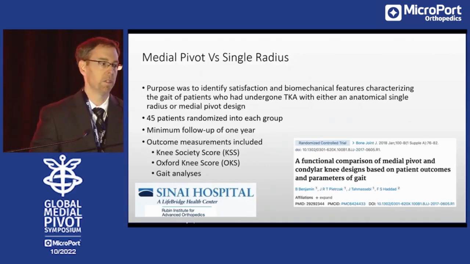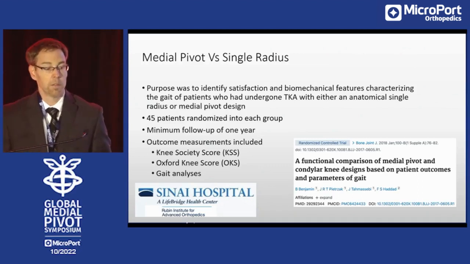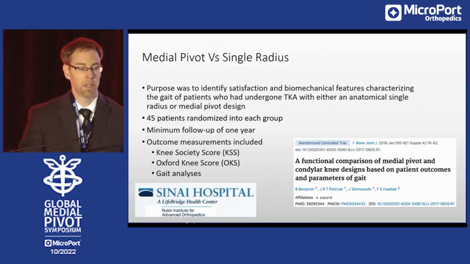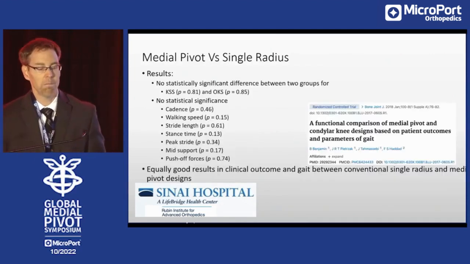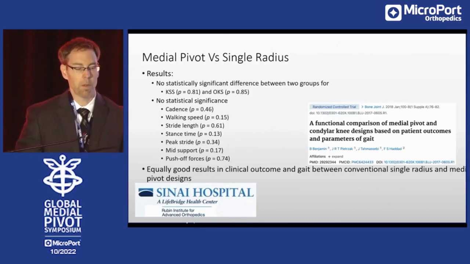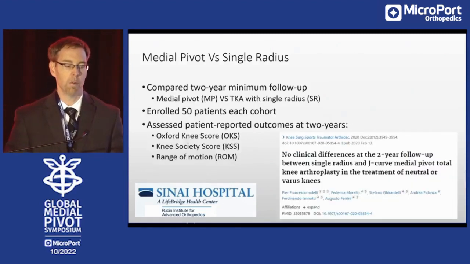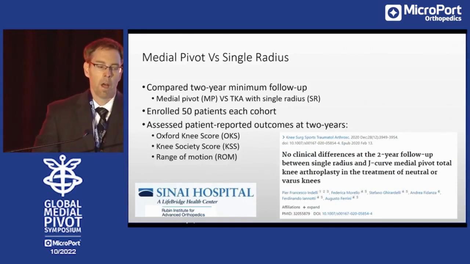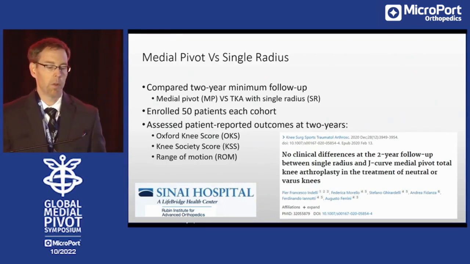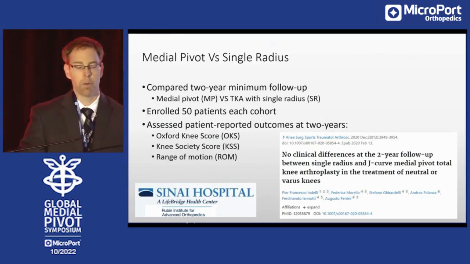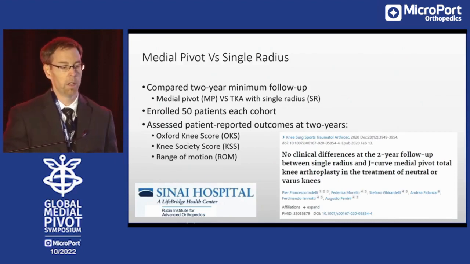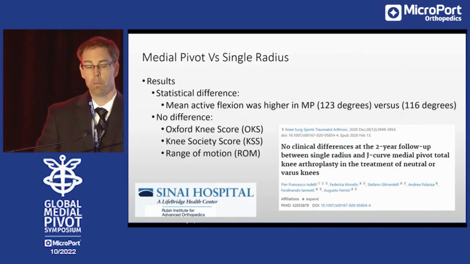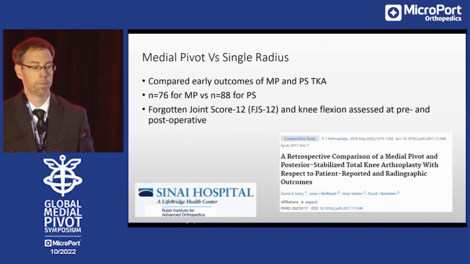So let's look at the data of what single radius and ADLs look like. Another comparison study looking at all PS design knees, 45 patients in each. And again, kind of equally good results. Medial pivot did have some preference in maybe range of motion and functional outcomes, but still not overwhelming. Medial pivot versus single radius, again, now we're looking at a medial pivot, different design than Microport, but with a J curve in their medial pivot, 50 patients in each cohort. Again, not a huge difference, although we did see some better motion in the medial pivot design group.